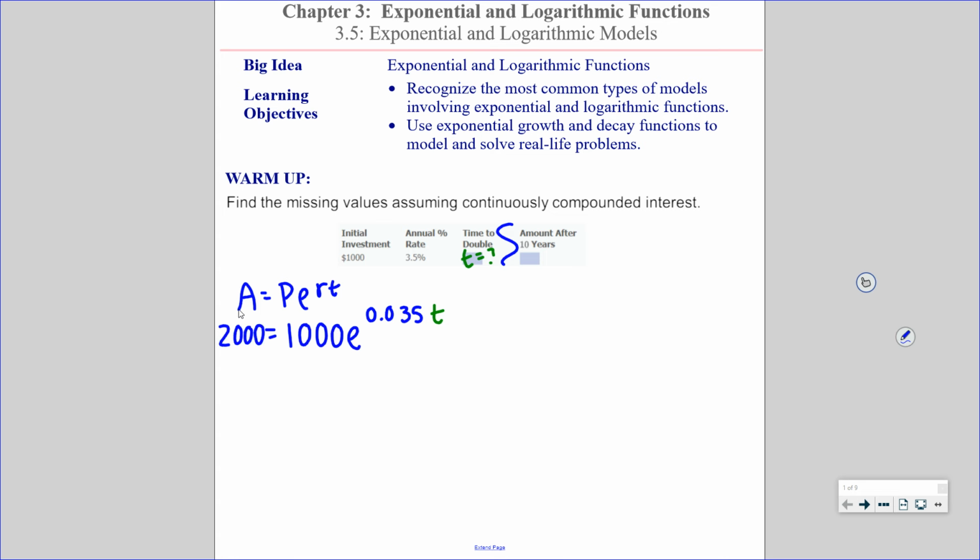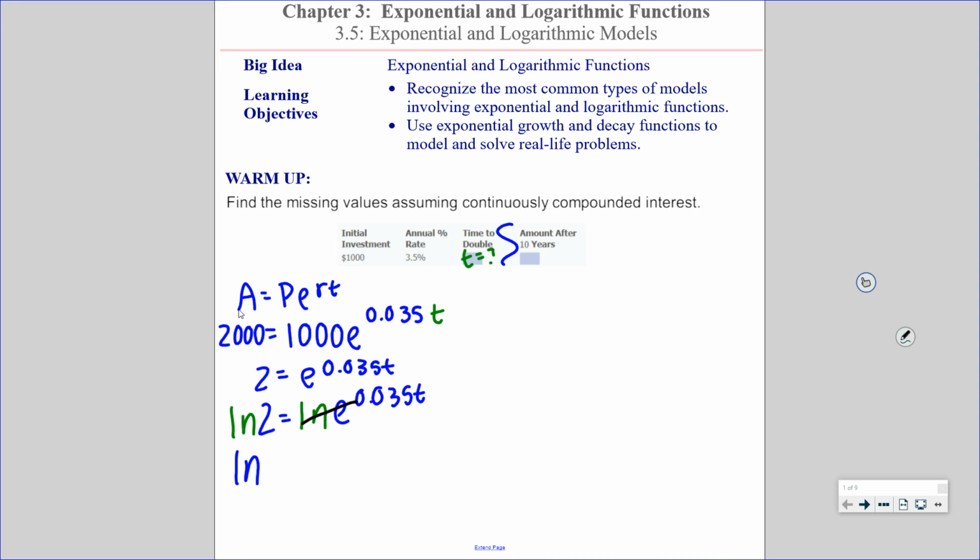Okay, and then I just told them to solve this equation. So divide both sides by 1,000, you obviously get 2. Okay, the next layer I need to take off is the base e. So what would I do to both sides? Natural log. Good. Logs undo exponents. So anytime you have an exponential equation, meaning your variable is up in the power spot, we use logs to undo that.